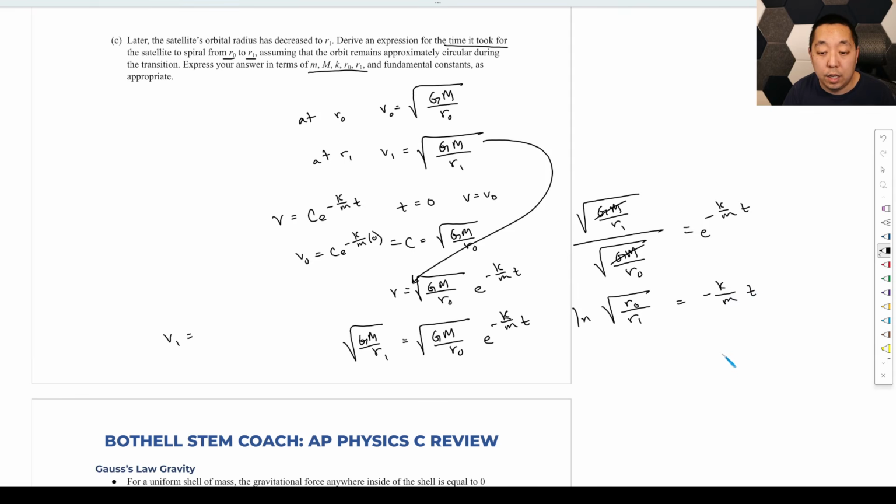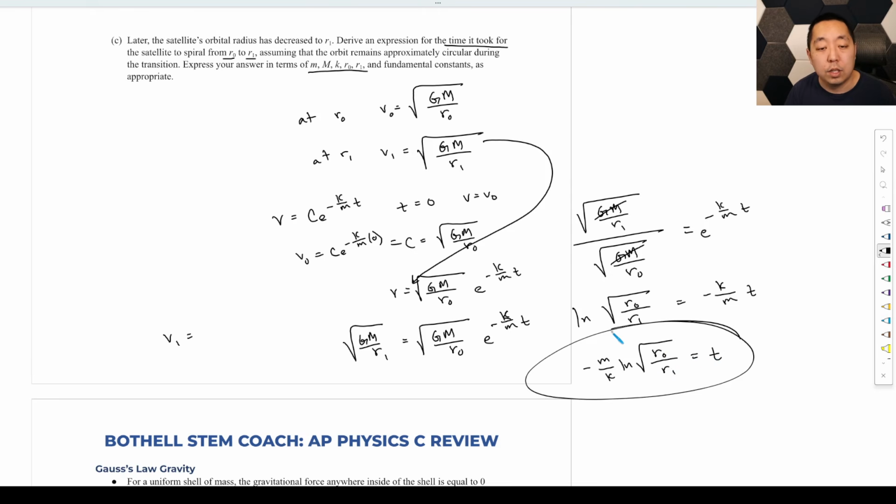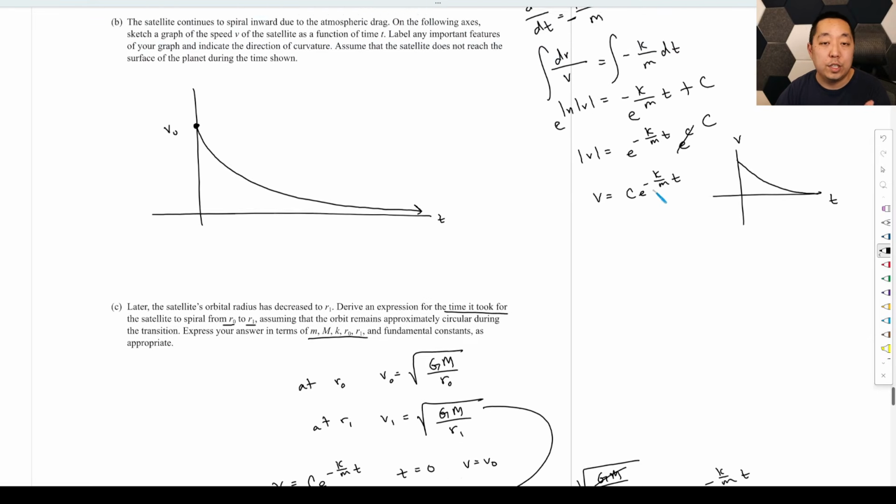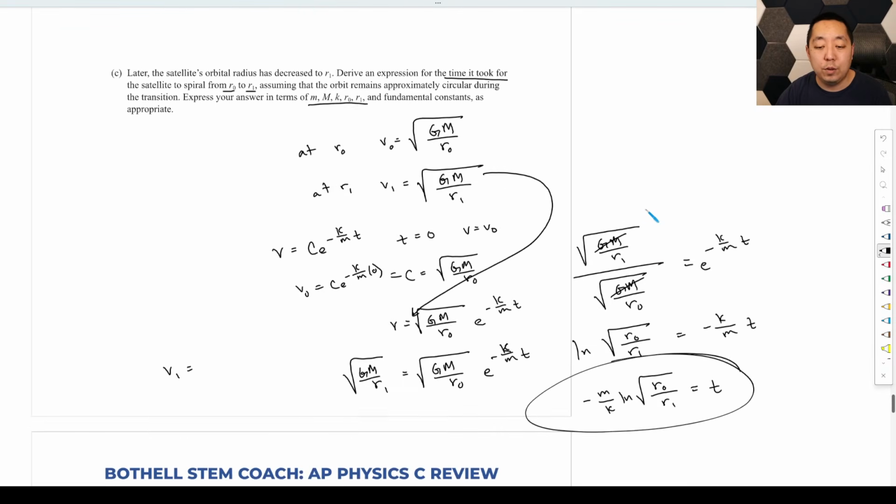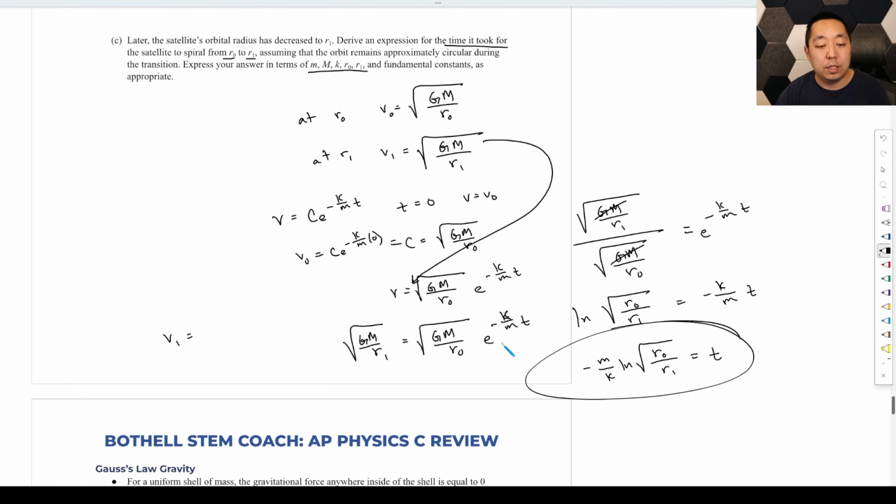And then, yeah, this becomes r0 because it flips, right? It's reciprocal. And then you multiply by negative m over k, ln square root of r0 over r1. It's going to equal the t. So it'll look like that, okay? So we're using our answer from our derivation from part B for drag forces to then figure out the time it would take to go into that new radial orbit.